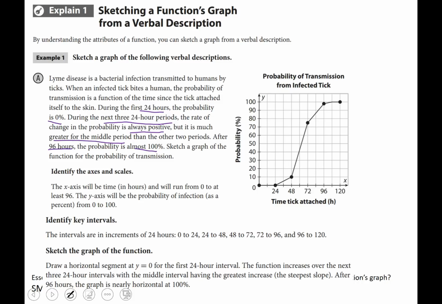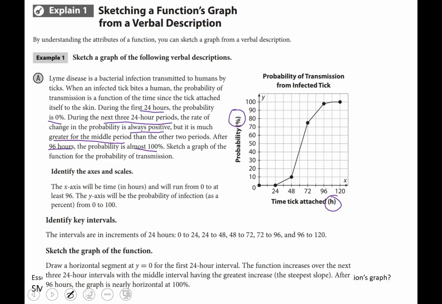So they're going to kind of step us through that sketching. Identify the axes and scales. So they labeled their x-axis as the hours, and then they labeled their y-axis as the percent probability. And they say the hours are going to run from 0 to 96.